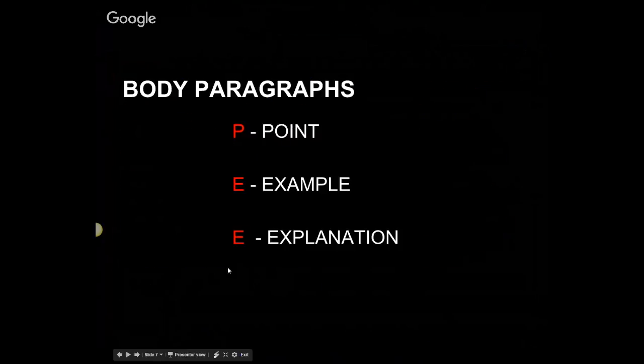Body paragraphs should follow the PEE format: the point, the example, the explanation. Your point is your first argument as it relates to your thesis. Your example is of that point that you're trying to make. Then you explain that example with respect to your point. Everything goes back to your thesis. So you give a point, you give an example of the point, then you explain how that example is of your point. Right? It sounds simplistic, and it kind of is, but this is a very key format for you to catch when you are writing a body paragraph.